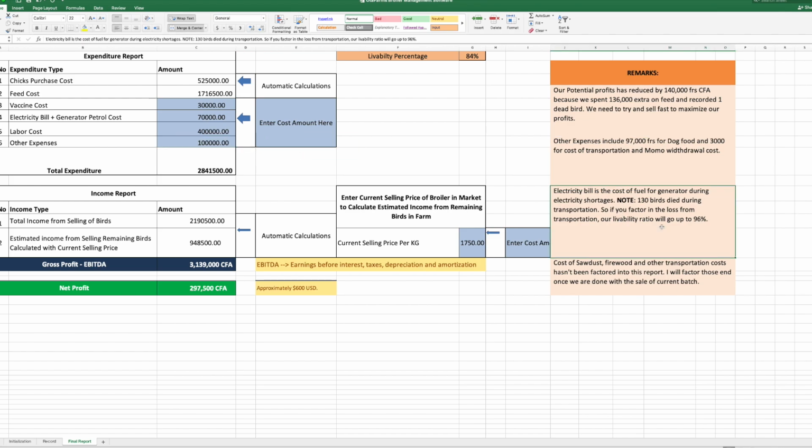So remember, we said that 130 birds died during transportation. If these birds did not die during transportation, we would have been able to maintain our livability ratio of 95% and above, which means that if you factor out the 130 birds, our livability ratio was 96%. But of course, I can never do that. We'll always have to make sure that we capture the right figures, so that we can understand what went wrong and then learn from that.